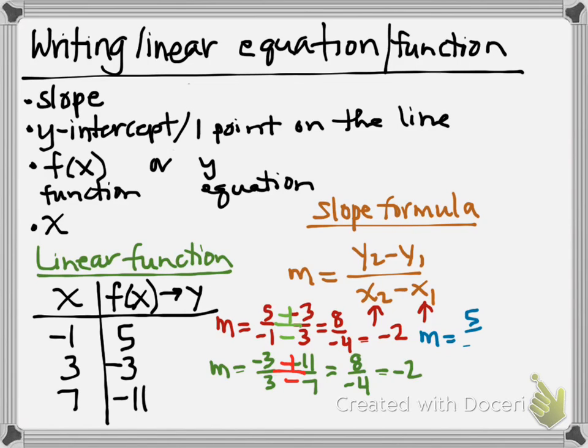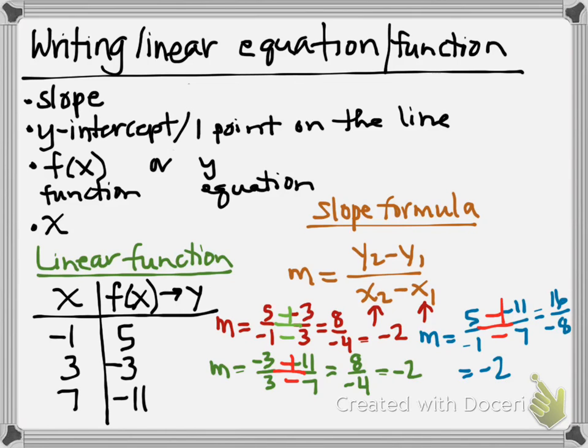So we have 5 over -1. We have -11 over 7. We're going to connect and subtract. What I notice is a double sign, so I'm going to make a big positive out of that. And I get, let's see, 5 plus 11 is 16. Negative 1 take away 7 is negative 8, which gives me a negative 2.